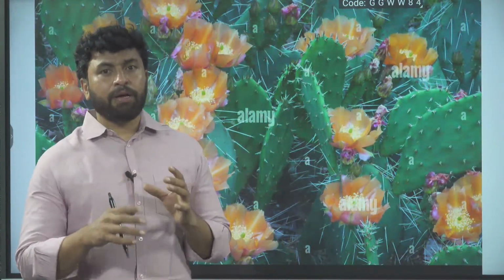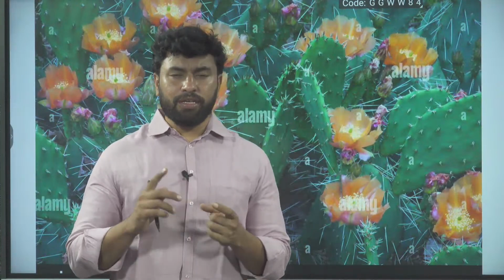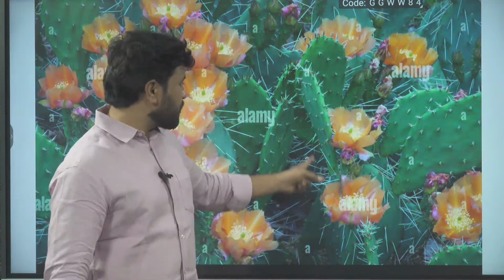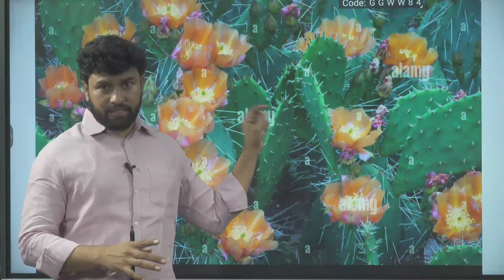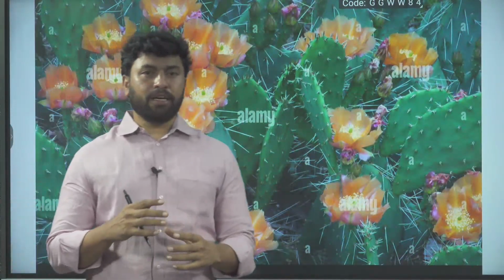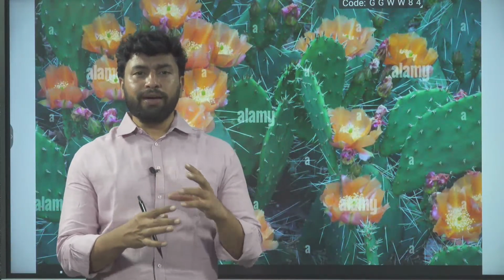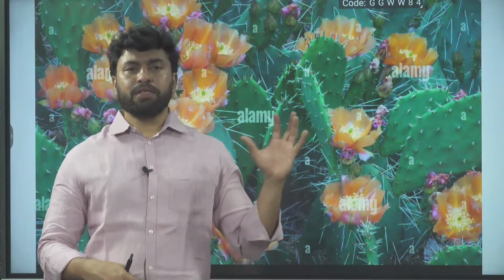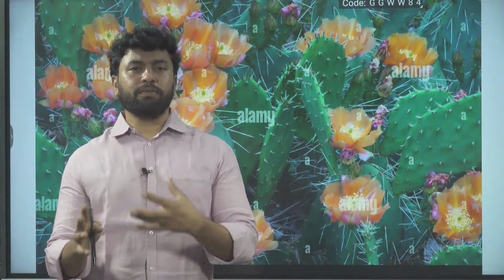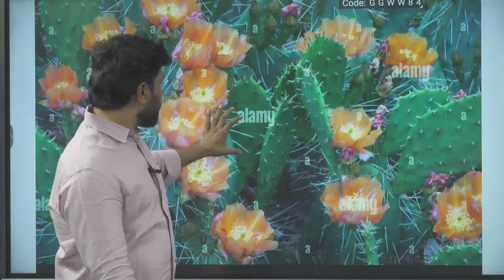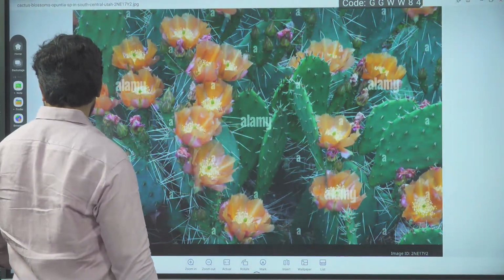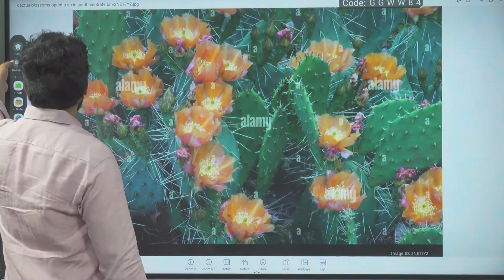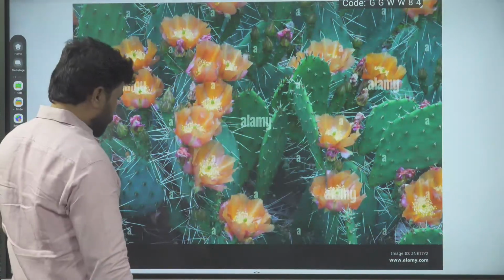First, I mean, two modifications I have mentioned. One is tendril, another one is spines. Spines are helping the plant. Here, in the case of cactus, spines are helping the plant to avoid transpiration, and also helping to protect it from herbivorous animals. Next, let us consider some more examples regarding leaf modifications.